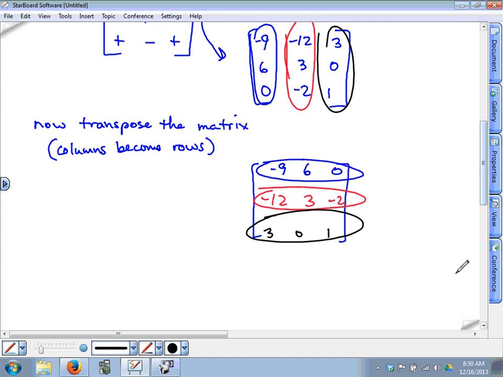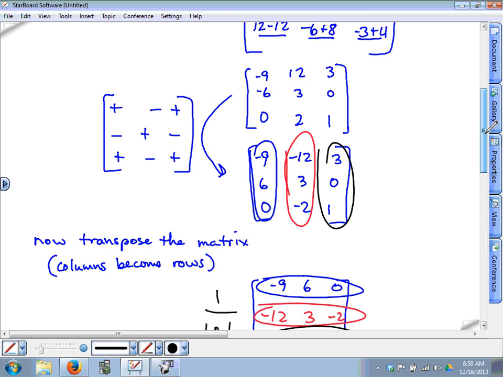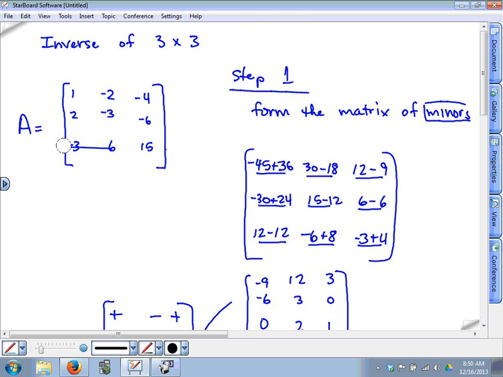Finally, step 3 is to multiply this by 1 over the determinant. That's the last step, 1 over the determinant. Okay, we've got to go all the way back to the original matrix and find the determinant now. So the determinant of A. There are not any zeros, unfortunately, so we're going to have to just choose a random row or column to expand on. So I'm going to choose this row and expand across it.